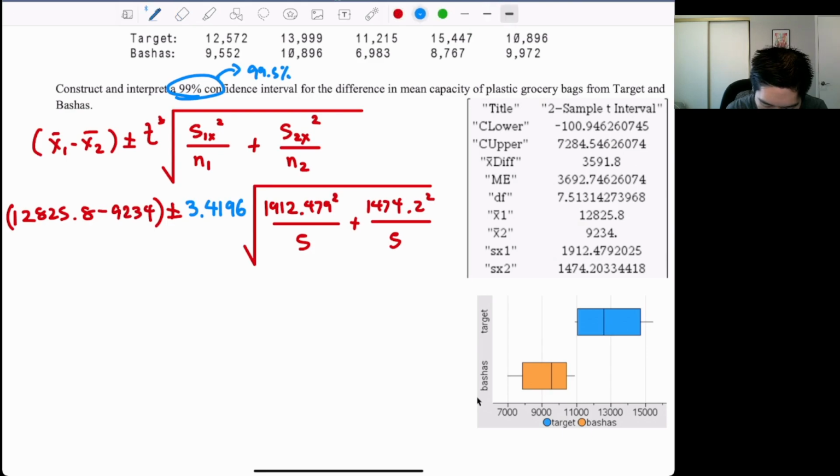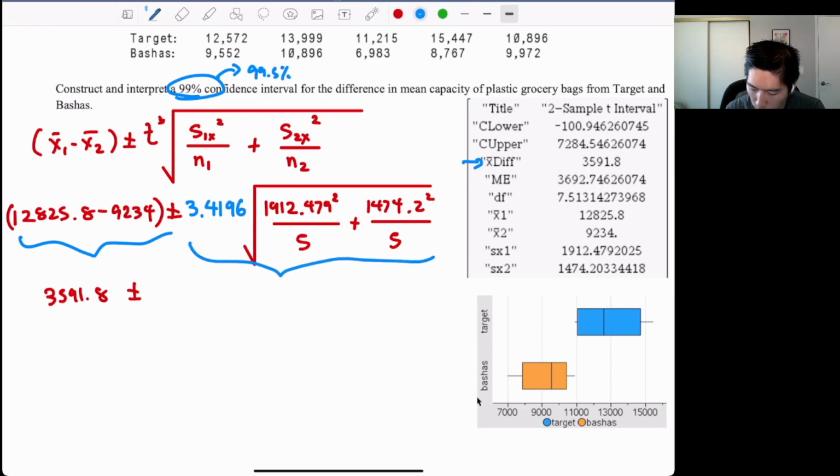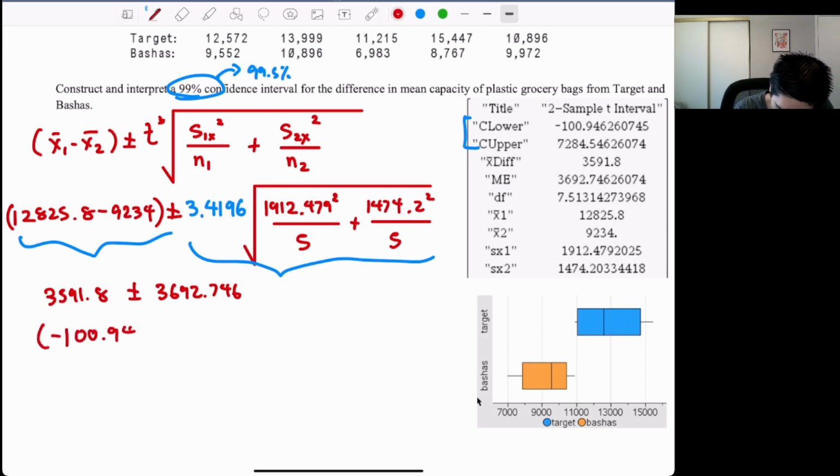For example, the difference in means was right here, 3591.8. Plus or minus, all of this right here was our margin of error, which is right there, 3692.746. It automatically calculated our lower bound for our confidence interval and our upper bound, which we can just put in right here now: negative 100.94 and 7284.54.